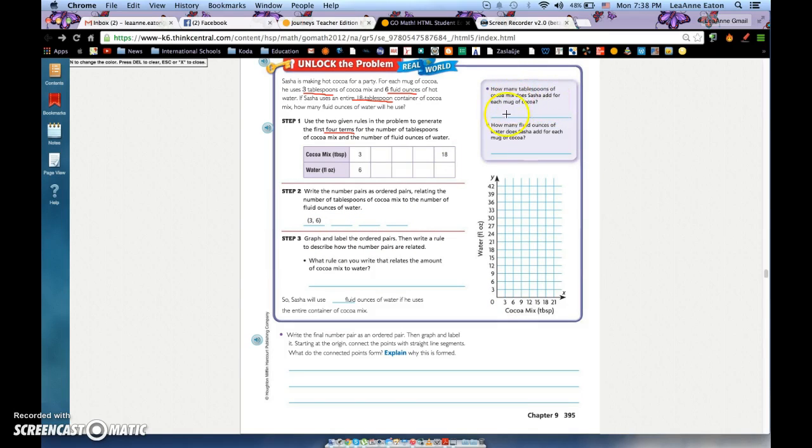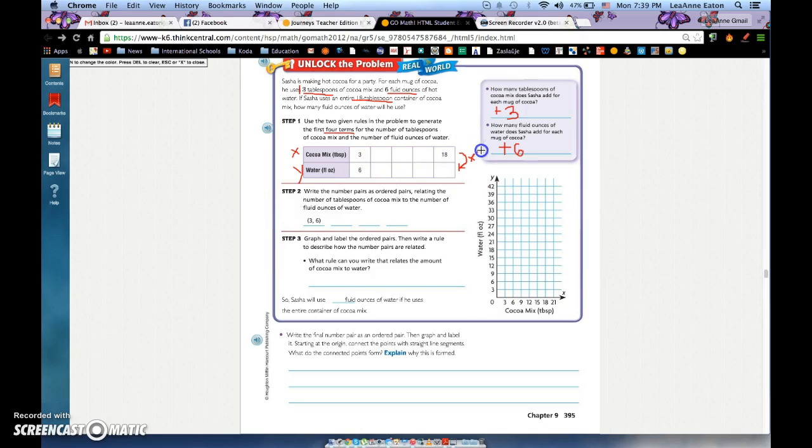Okay, so how many tablespoons of cocoa does Sasha add for each mug? Here we get the number, so it's plus 3 for our x. This is the value of x. And then what is the value of water? It is plus 6. That's for the value of y. So cocoa is x and water is y. And we want to look to see what the rule is. How do we get from here to here? Well, 3 times what equals 6? It should be 3 times 2.